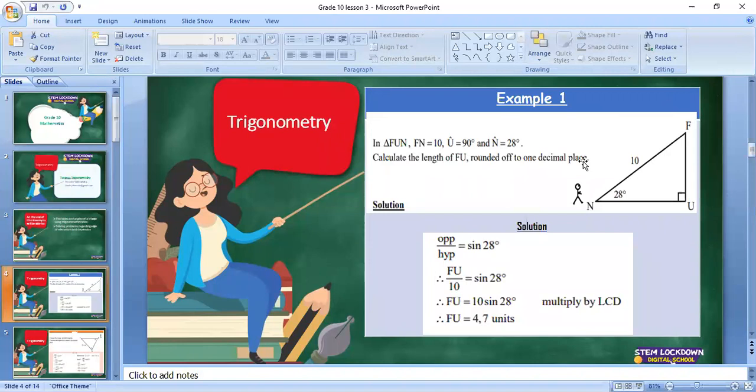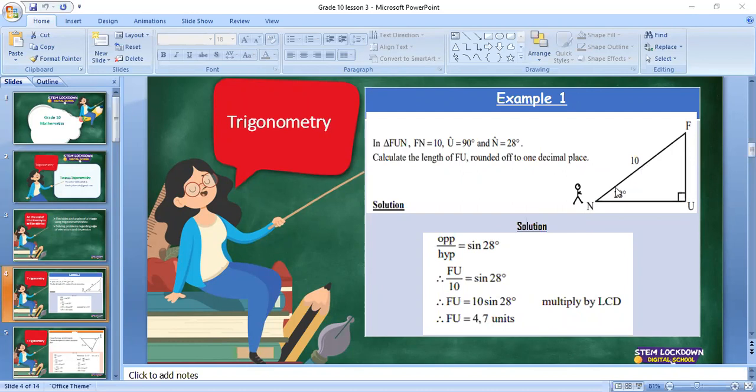Okay, right. So the side we're looking for is the opposite side FU, and the side given is the hypotenuse, 10. So you ask yourself now, which of the trig ratios connects opposite and hypotenuse? Is it sine, is it cosine, is it tan? Opposite and hypotenuse is sine.